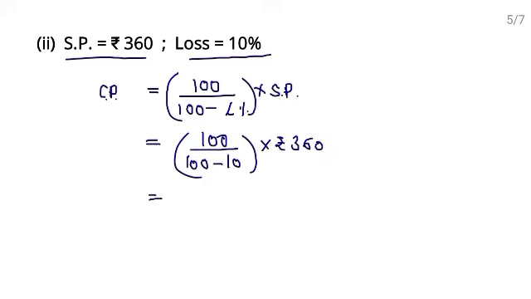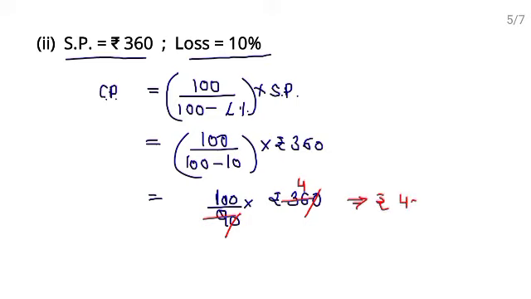Simply solve it. 100 upon 100 minus 10, 90 multiply rupees 360. 0 to 0 cancel out. 9 4s are 36. So here you are getting 100 multiply 4. That means rupees 400. This is the cost price.